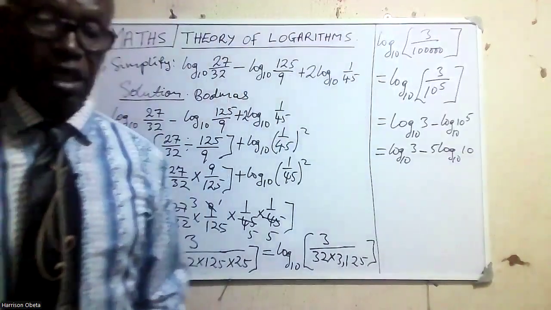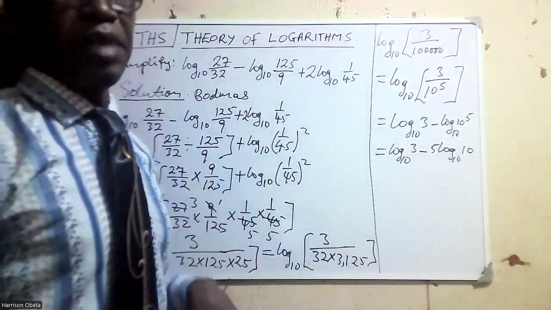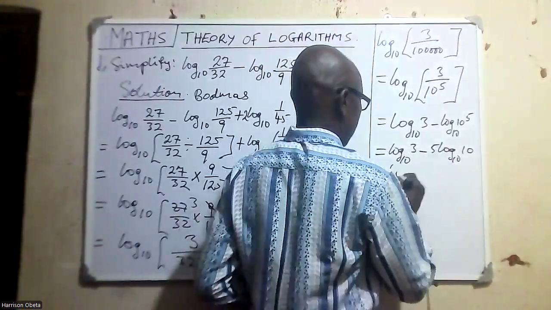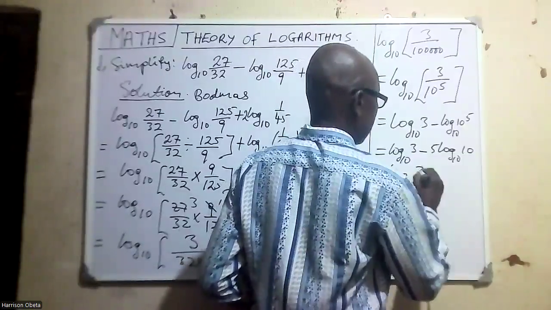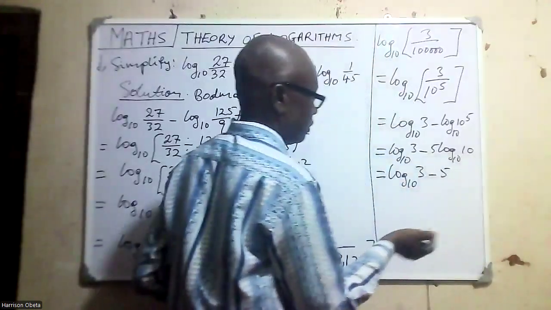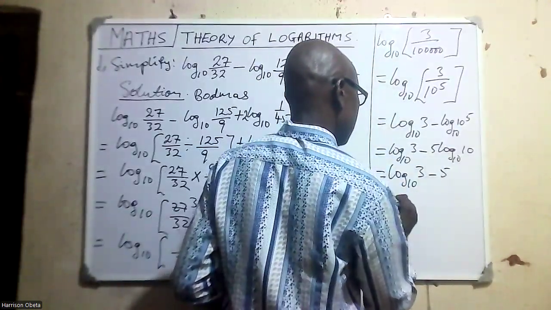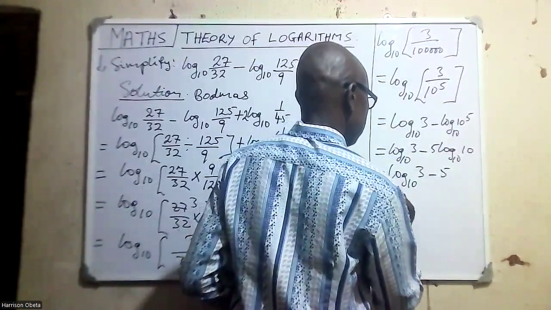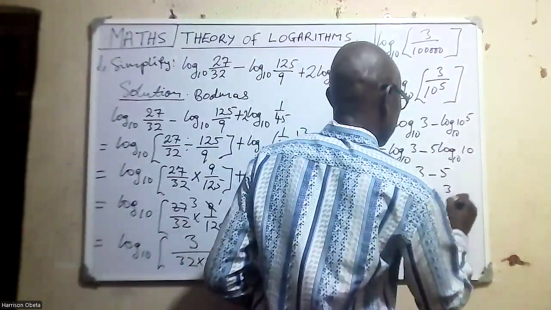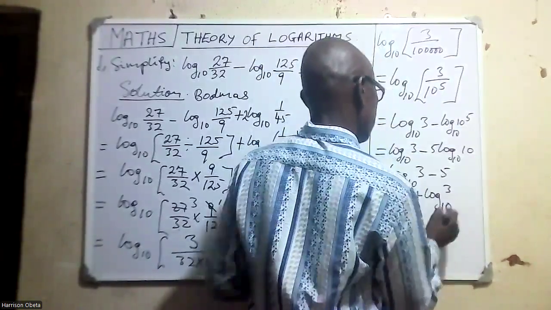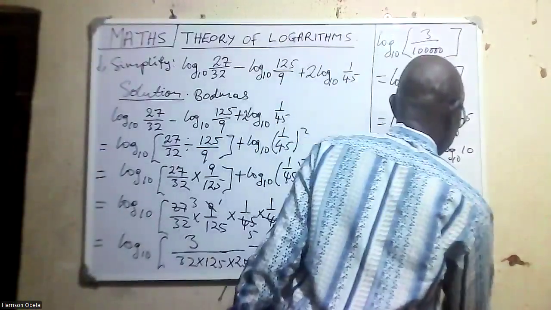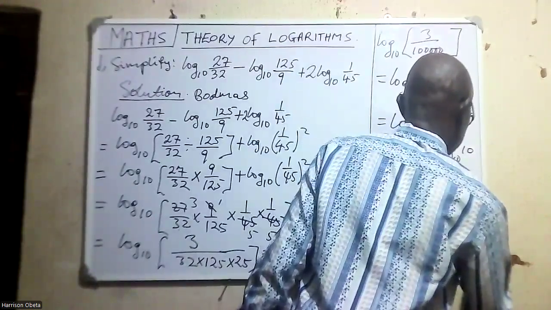And again, we know that the log of any number to the same base is 1, which means we are now having our final answer as log 3 minus 5, because log 10 to base 10 is 1, which we can rewrite as minus 5 plus log 3 to base 10. You can leave it like this, or you write it in this form. So that is the answer to that.